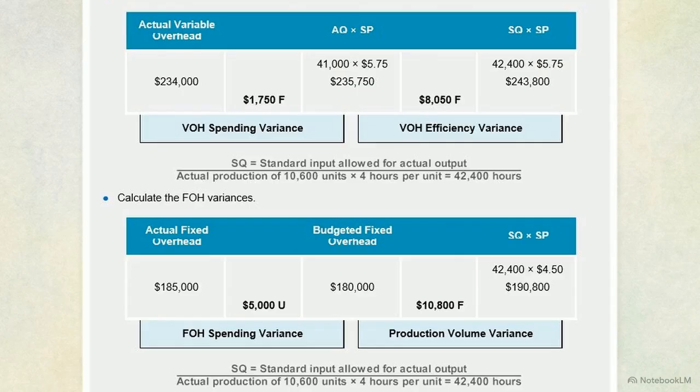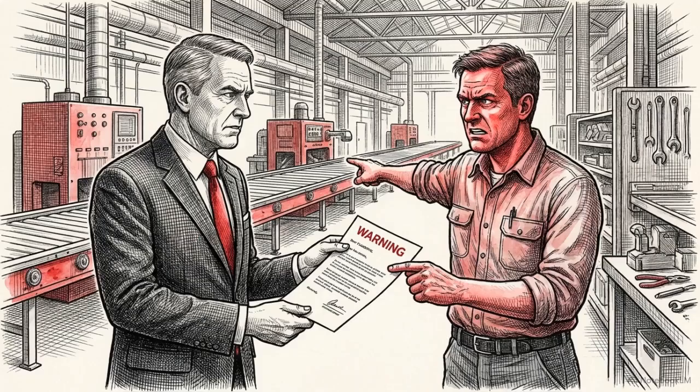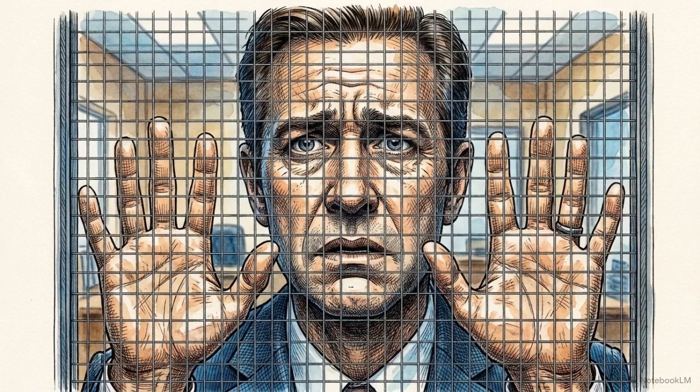This flowchart visualizes the complete diagnostic architecture. It places actual, budgeted, and standard cost components side by side, clearly illustrating how the numerical deltas form the distinct spending, efficiency, and volume variances. Evaluating a floor manager based on a production volume variance directly violates the principles of responsibility accounting. It punishes an operational leader for macro-level capacity issues they have no authority to control.